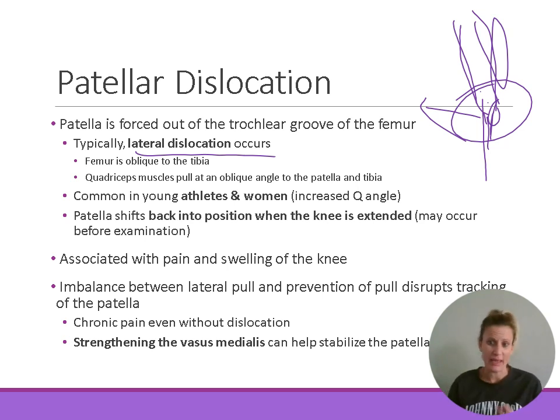This is associated with pain and swelling of the knee. If there's an imbalance between the lateral pull and the prevention of the pull, like if the vastus medialis essentially isn't strong enough, that can disrupt the tracking of the patella. And that disruption in tracking of the patella can cause chronic pain of the knee even without dislocation. So sometimes patients will have chronic pain in the anterior knee. They don't have any ligament tears, and the problem here is just a tracking issue with the patella.